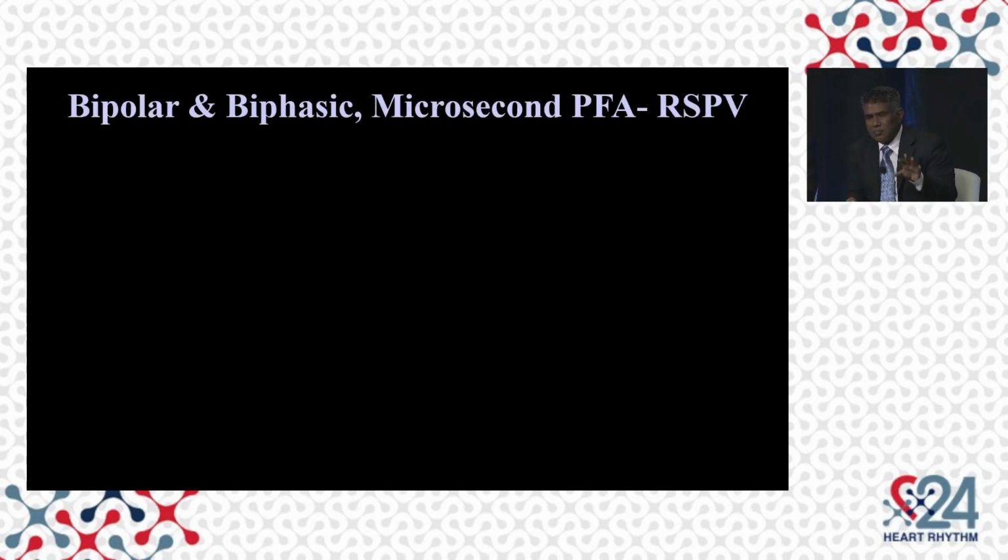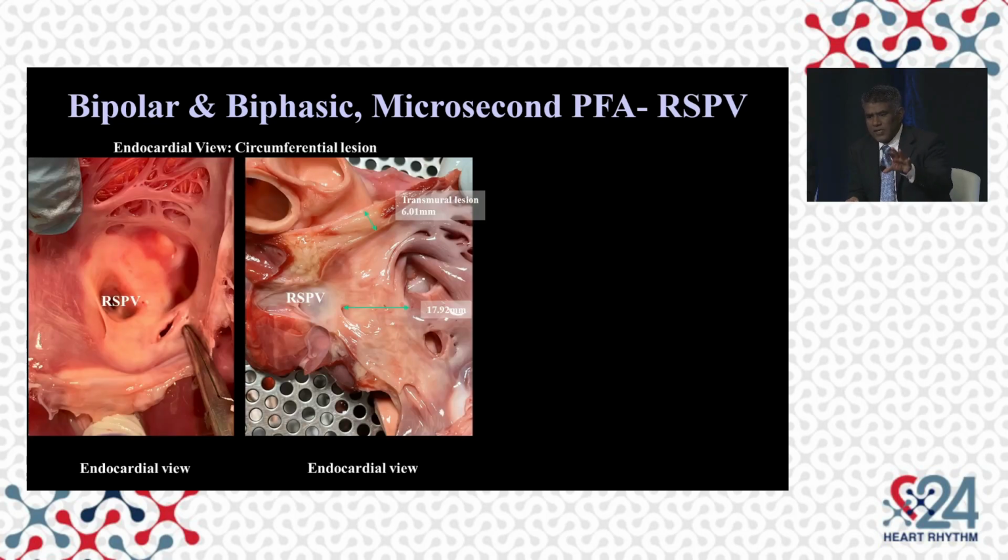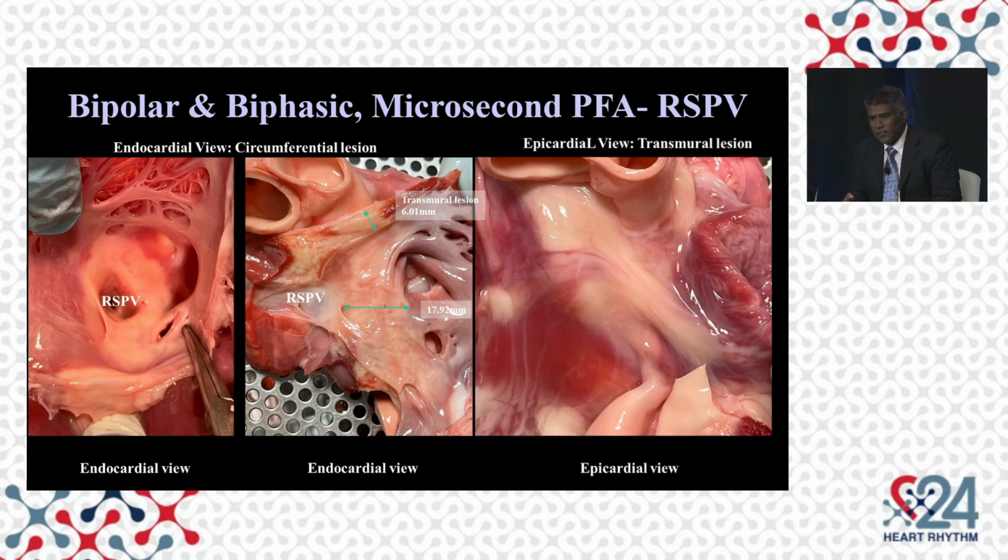Bipolar biphasic microsecond PFA. These are pictures of the right superior pulmonary vein on the left without it cut open. And what you can see, it's not just the ostium. You're getting a large antral area that's ablated. And this is what this balloon does. It fits into a really stubby, narrow vein in the swine anatomy, but then opens up to fit the antrum. So if you had a really small RIPV, this is what it would look like. And on the right, you can see a nice wide transmural lesion, just like the SVC.